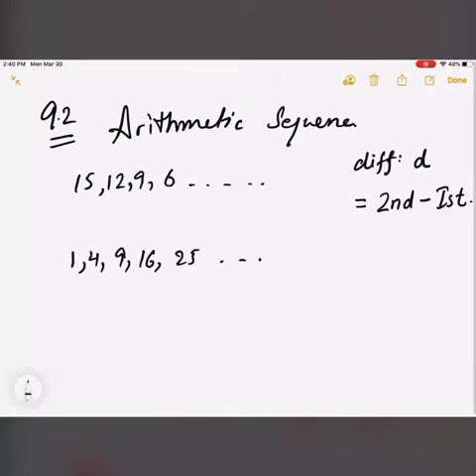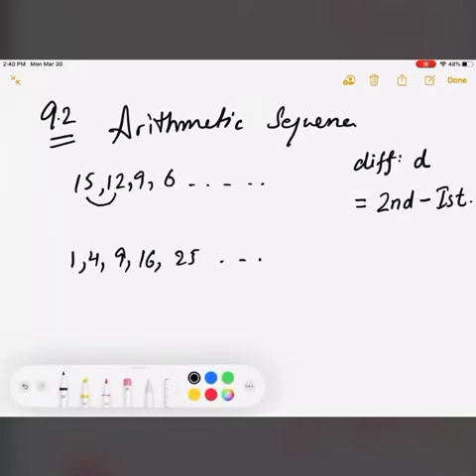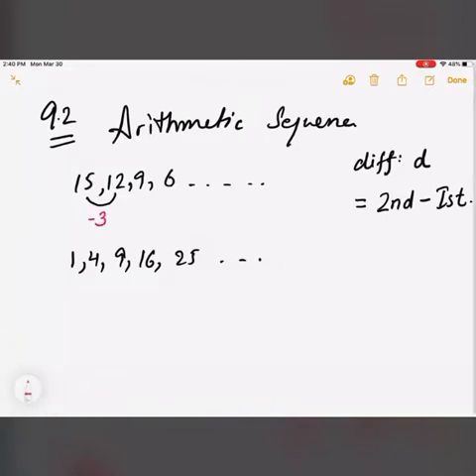So this one here, 12 minus 15. Let me pick a different color. 12 minus 15 is negative 3. Let's check with the next two. 9 minus 12, another negative 3. 6 minus 9, which is negative 3. So if it's the same difference, it's definitely an arithmetic sequence.